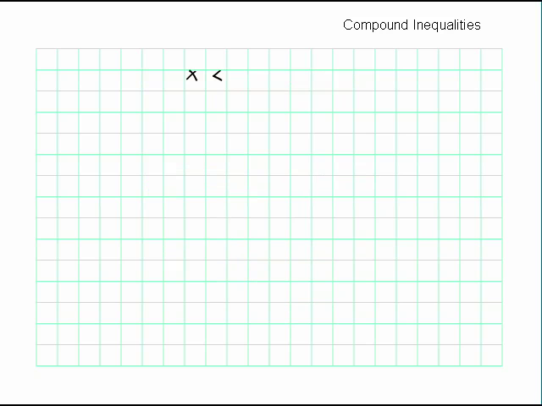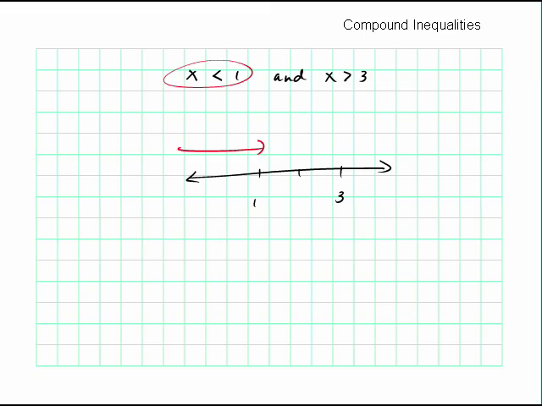x is less than 1, and x is greater than 3. Scratch work. x less than 1, that would be these numbers out this way. Greater than 3 are these numbers. Remember, this is my scratch work. It's not my answer. Now I'm going to write the answer on the number line.